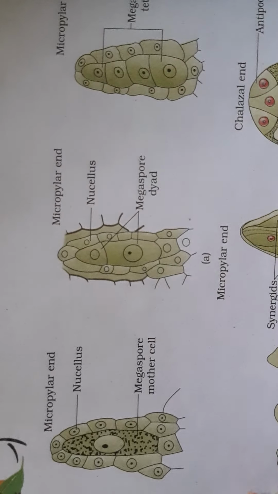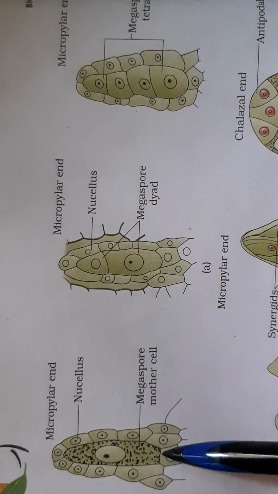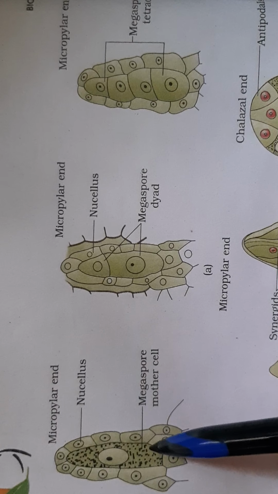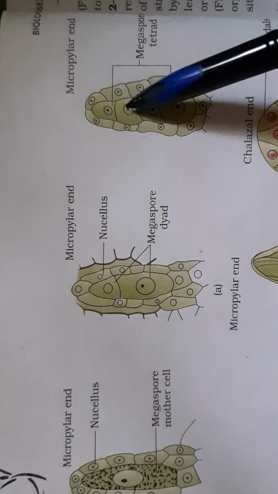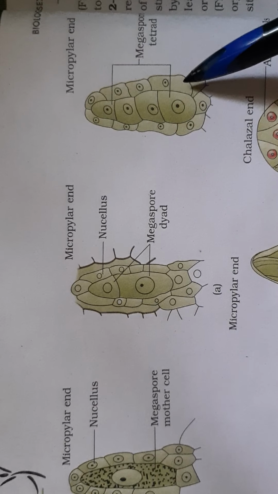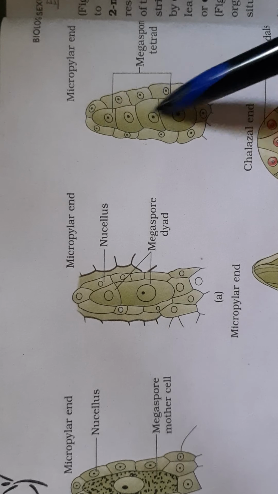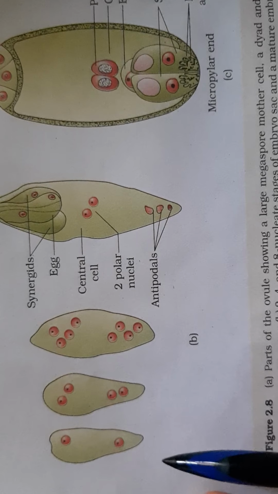Now if you look at the textbook picture, the first three pictures over here show how megaspores are produced. This is a megaspore mother cell. The megaspore mother cell undergoes meiosis to produce 4 megaspores. That means a megaspore tetrad. These three pictures explain what megasporogenesis is. Out of the 4 megaspores, only one will remain functional, the other 3 will degenerate. The remaining functional megaspore will undergo mitosis.